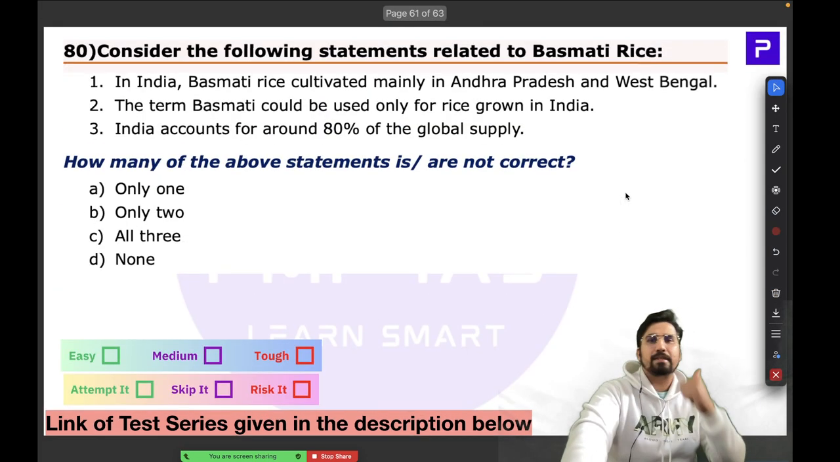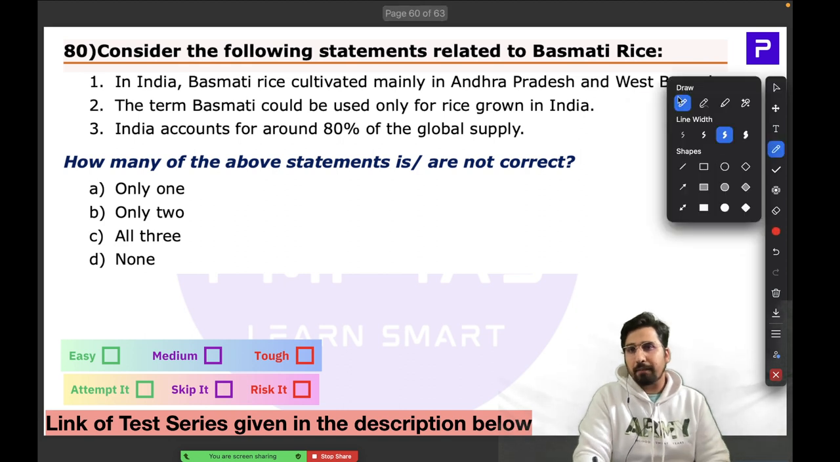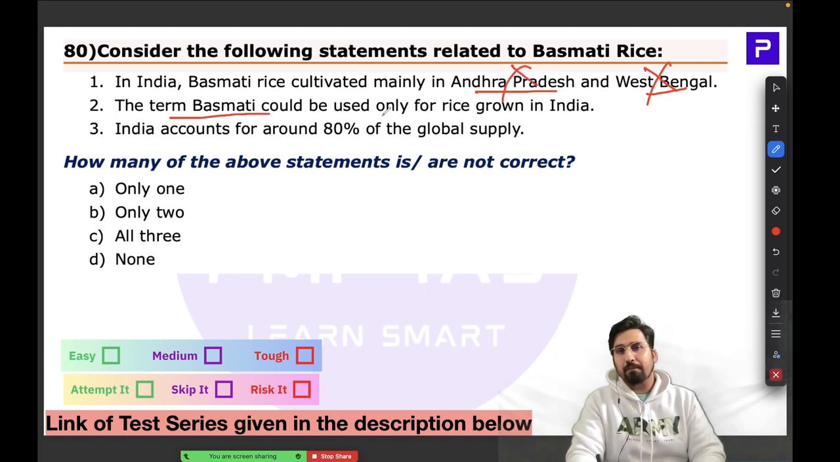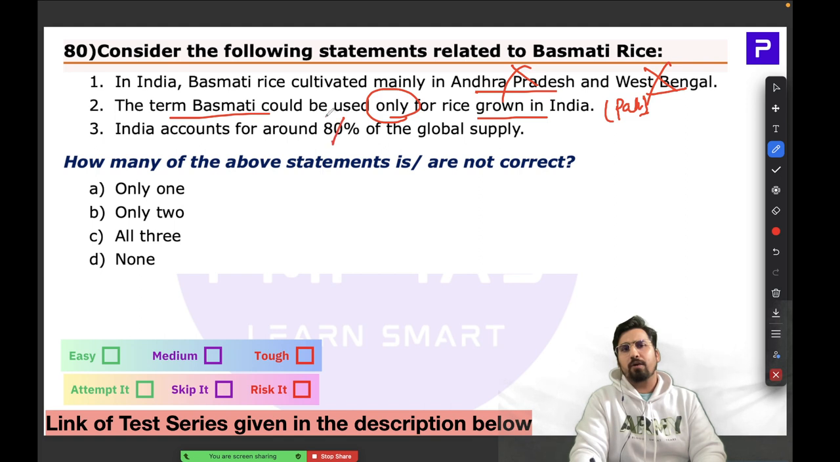Now, please look at the statements that we have. The first statement says Basmati is cultivated in Andhra and Bengal. No, we have seen Basmati belongs to the northern belt of India. Basmati term belonging only to the rice in India? No, we also have Basmati in Pakistan. And India is not accounting for 80% of the supply. It is 66%, two-thirds is what we have.